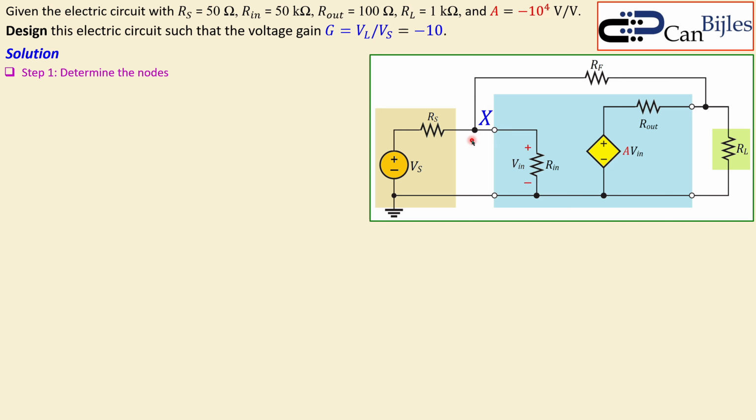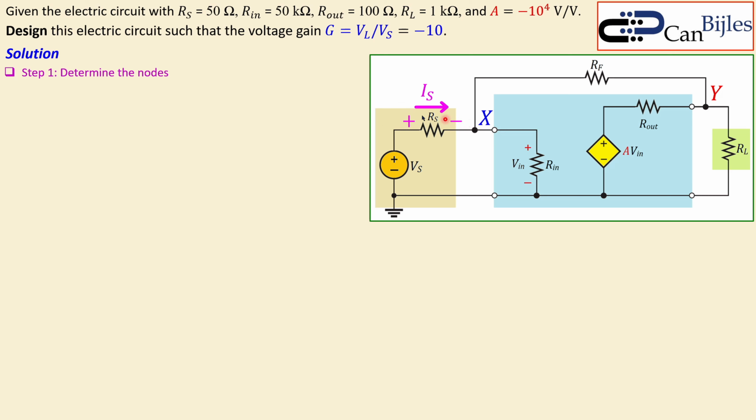This is a node I don't know the voltage of, so I designate it as X. And this is also a handy node to designate, and that is also a node Y. So I get X and Y, two nodes. Now, the next step is actually designating your polarity.